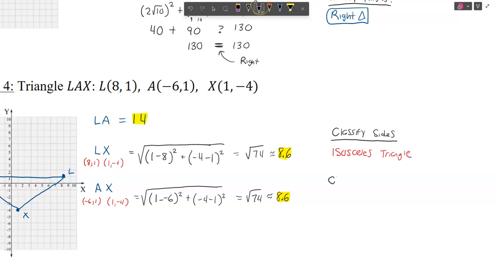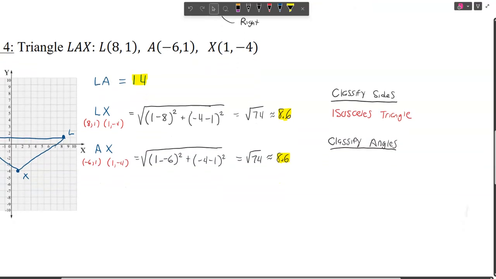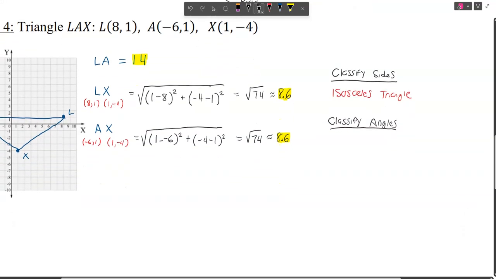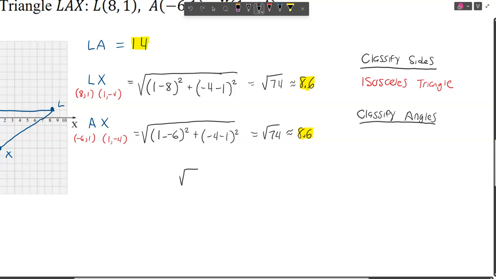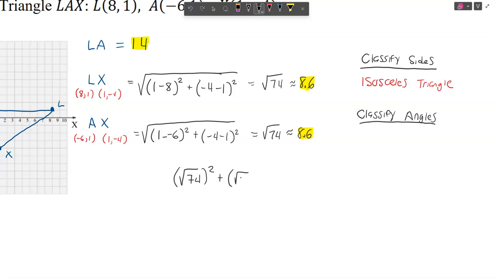And then to get our second conclusion, to classify this by its angles, we're going to use the Pythagorean theorem converse. Since 14 is my longest side, we're going to use those radical numbers instead. This will be the square root of 74 squared plus the square root of 74 squared, because they're both the same. We'll do that question mark for our equality symbol. 14 squared, this is going to become 74 plus 74. 14 squared is 196. And when I add those together, we're going to get 148.